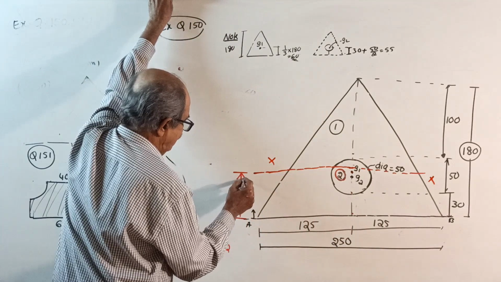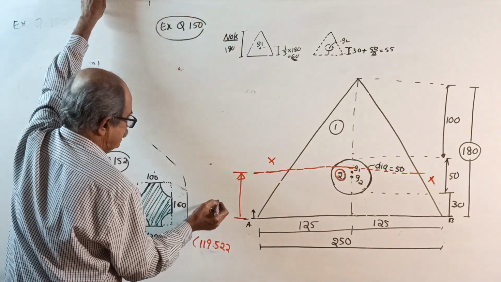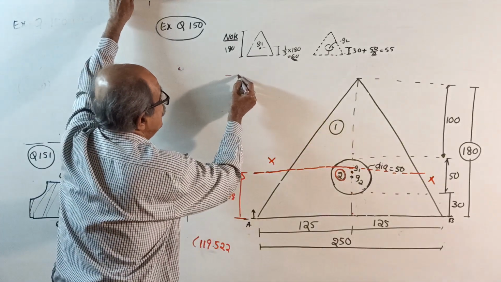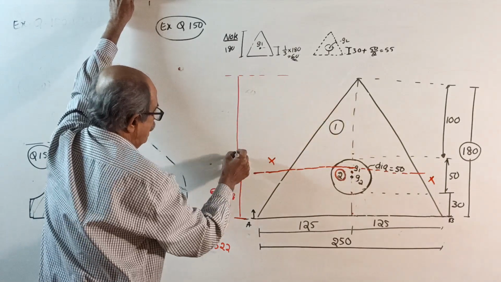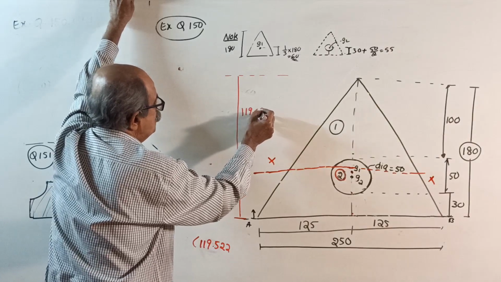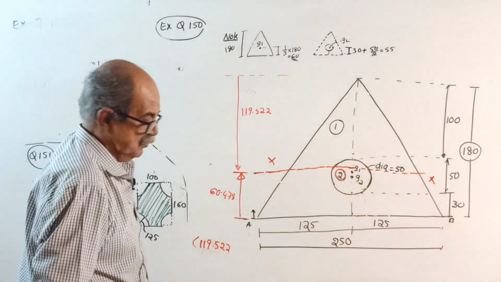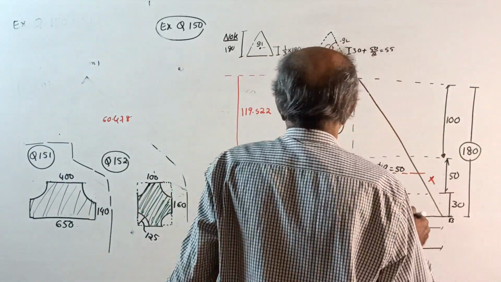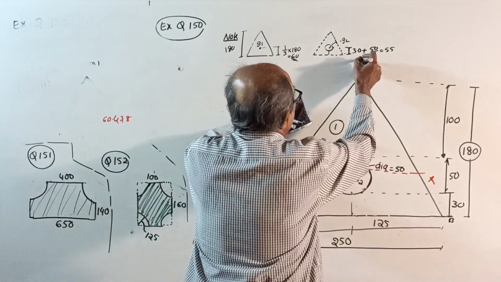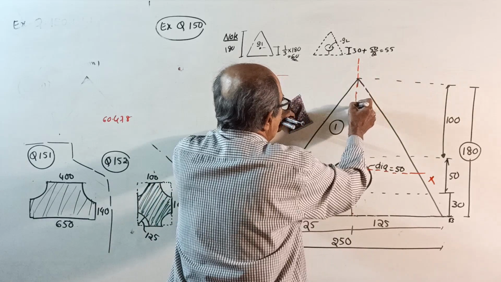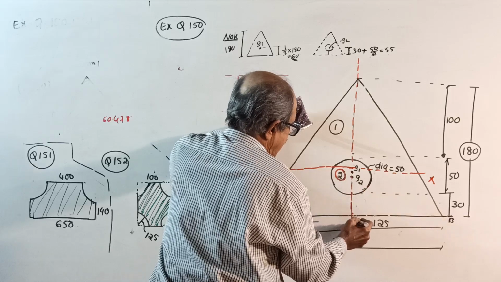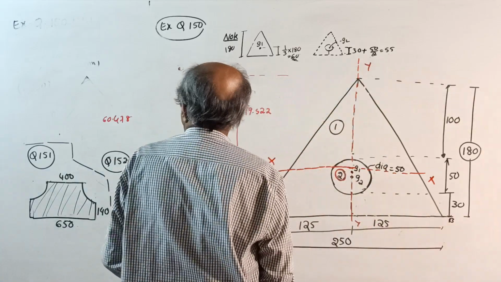You write correctly: 60.478. From the total of 180, subtract, and you get this distance, 119.522. This is the x axis. Now yy is exactly here. You don't have to locate yy by calculation. Directly, symmetry is there. Mark yy. Over.